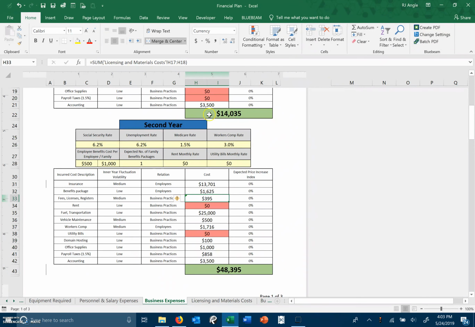Fees, licenses, and registers. I do still have costs associated with this, and the reasoning for that is the licensing that I would be acquiring just to start my business have reoccurring costs, different ones based on what they are. They reoccur at different rates and times, and they differ in their costs as well. Just off the top of my head, I know that my contractor's license would have to be renewed every 2 years. And so every 2 years, you'll see that cost increase in year 3, but not in year 2. But there are other ones that do occur on an annual basis, and they're demonstrated here in year 2 at $395. Fuel and transportation expenses have gone up substantially.